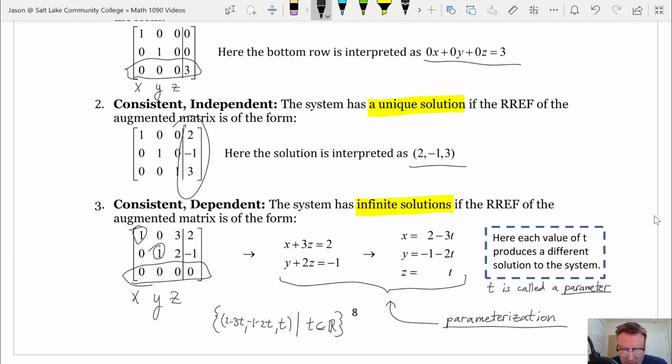Okay, and that would be the solution set to a consistent but dependent system. Notice there's an infinite number of solutions here. You can pick any value for t and you get a solution, and you can check this. This will satisfy all the previous two equations. Okay, it satisfies the entire system.